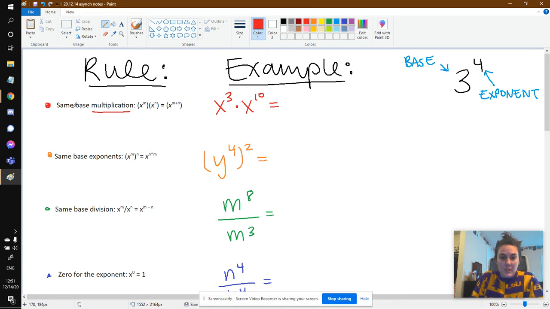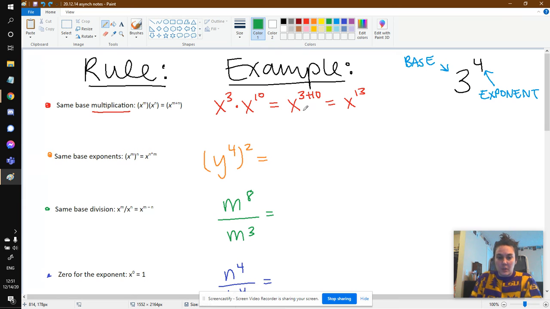Okay, so when we have the same base multiplication, we've got x to the power of something times x to the power of something else. We add those exponents, and that's how we simplify. So over here, we've got the same base, x. We would add the exponents in order to simplify here. Final answer, x to the 13.